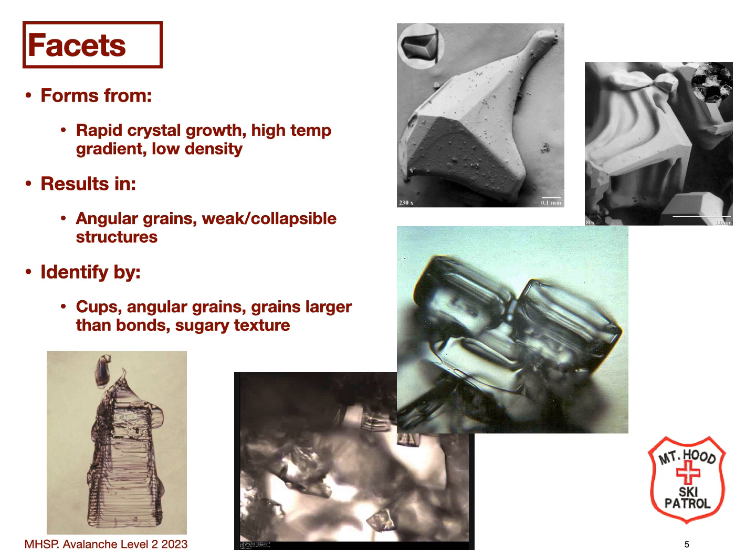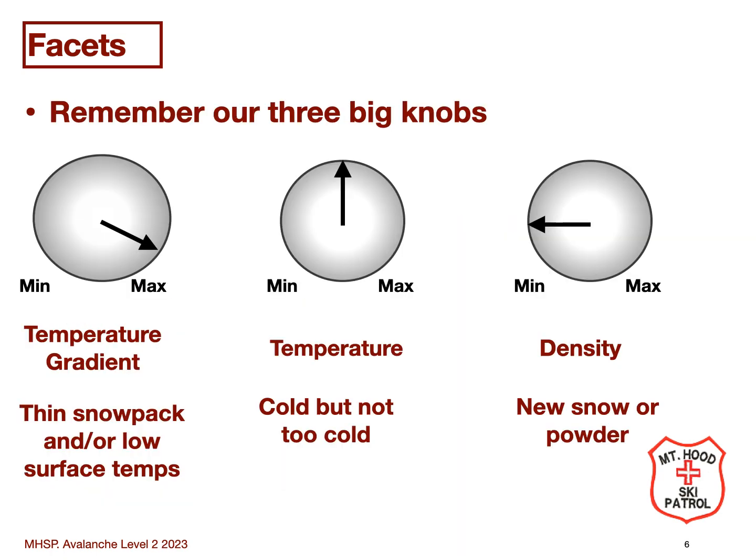Faceting metamorphism results from large temperature gradients in low-density snow. Some examples of faceted crystals are shown in the pictures on this slide. These crystals are highly angular and will bond poorly to adjacent crystals, resulting in a weak layer. Remember our big knobs. Facets form when there's a temperature gradient of 10 degrees C per meter or greater, when the temperature is warm, i.e. near freezing, and the snow is low density to allow room for crystal growth.